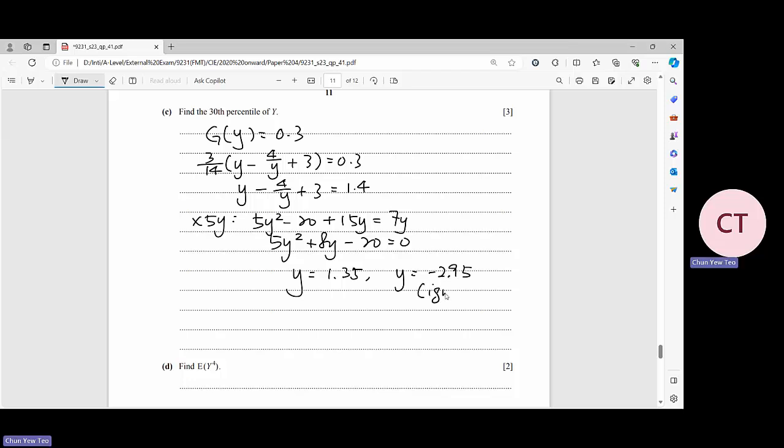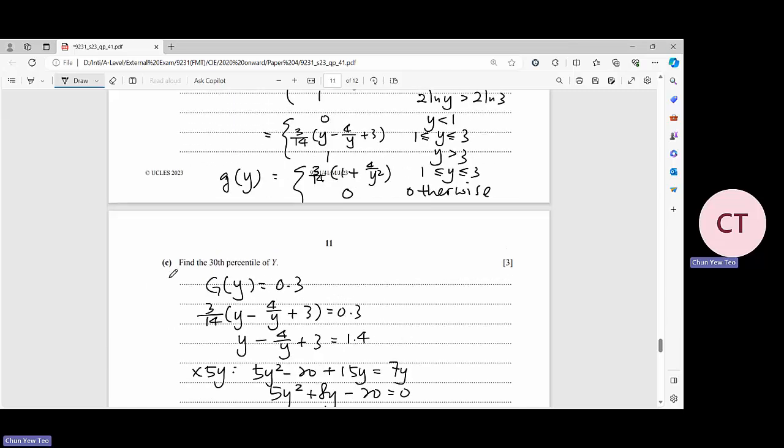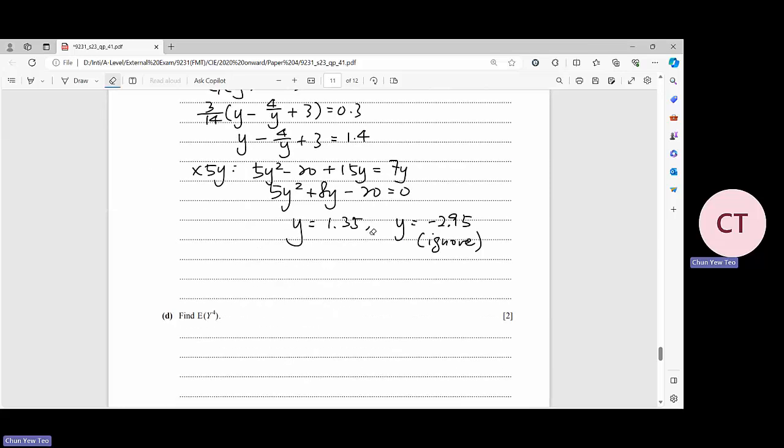For the negative 2.95, we ignore it, because y must be between 1 and 3. Therefore your answer will be only y equal to 1.35.